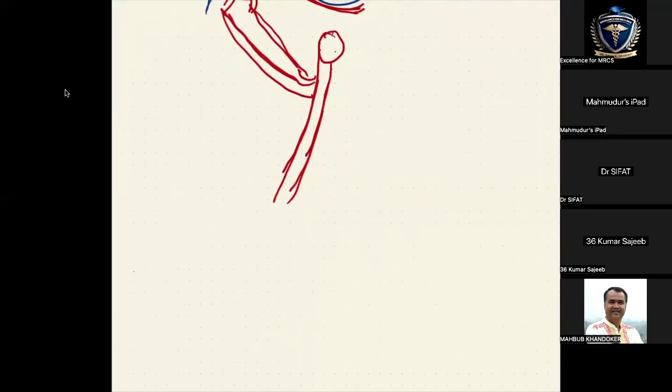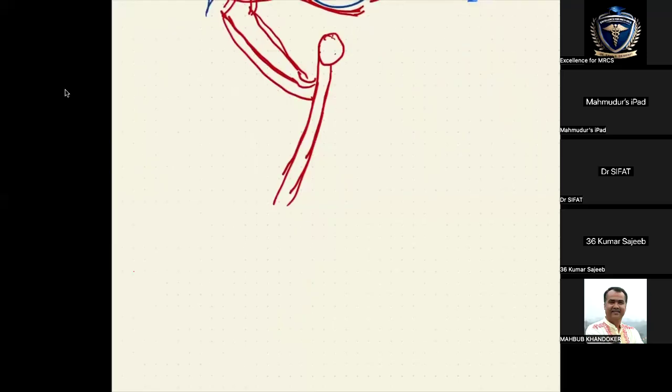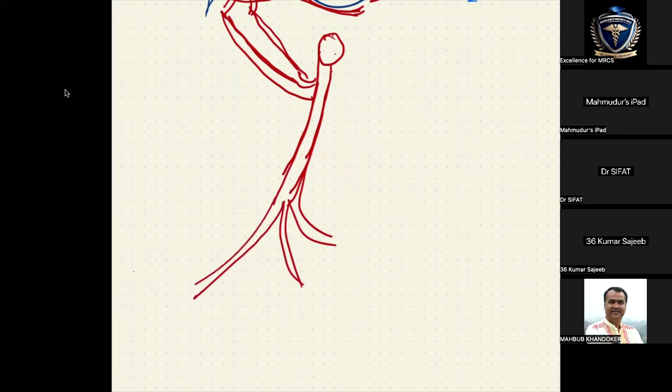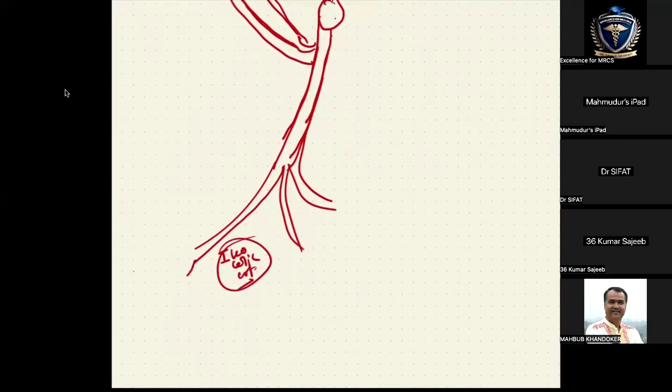Midgut, right? So it will give a few jejunal branches, a few ileal branches, and this branch is called the ileocolic artery. Here this artery forms a terminal artery, and this is called the appendicular artery. Now tell me, the appendicular artery is a branch of which of the following? Terminal branch of the ileocolic artery.